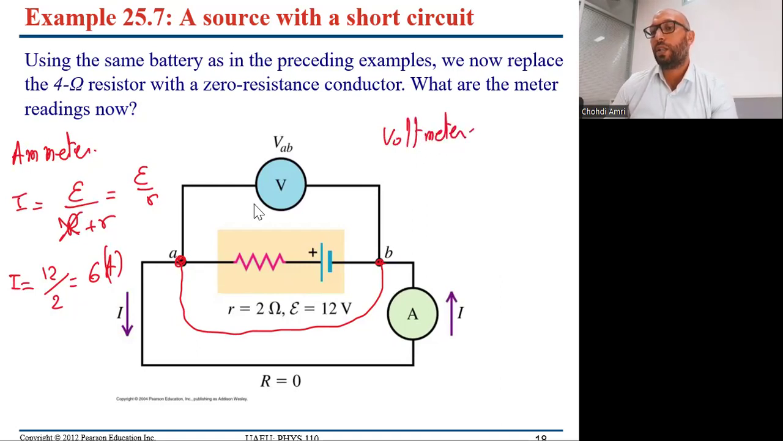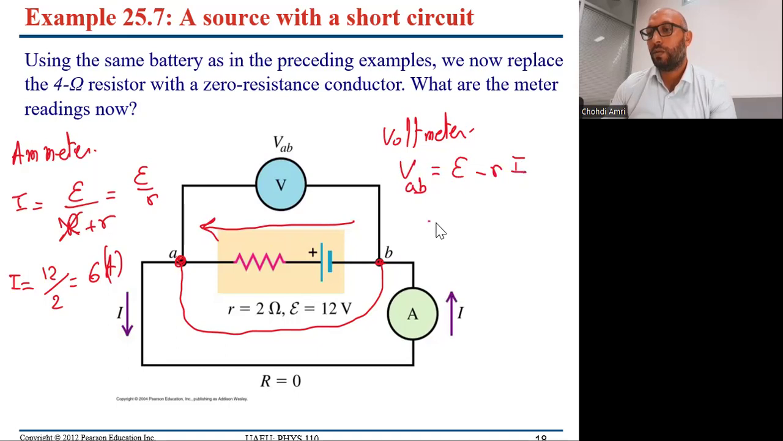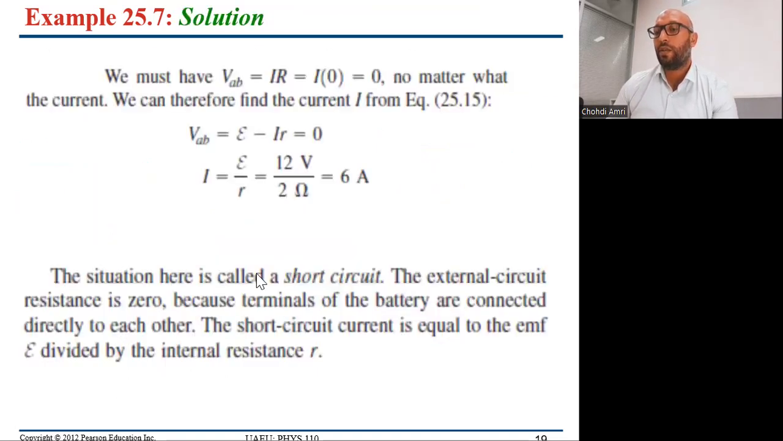The voltmeter is connected across the battery. So that means VAB equals epsilon minus r I. So it will be 12 minus the internal resistance 2 times the current 6. 12 minus 12 is 0. In this case, we can say that the situation here is called a short circuit.